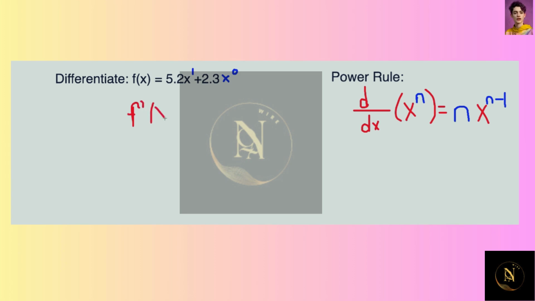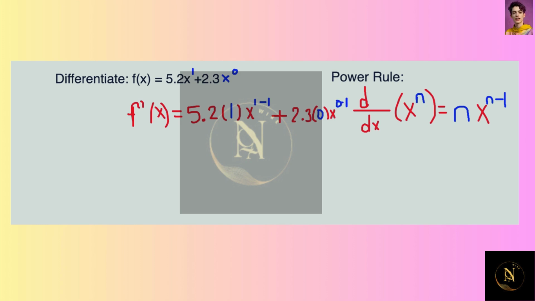the derivative of 5.2x is going to be: take that 5.2 and multiply it by the exponent, which is just 1. And now my x to the 1 becomes x to the 1 minus 1, which is just 0. It decreases down to 0. Then I do the same thing to the other piece of my function, which is 2.3. Again, my exponent was 0, so I bring that 0 and multiply it here. And now my x to the 0 becomes x to the 0 minus 1, which is just negative 1.